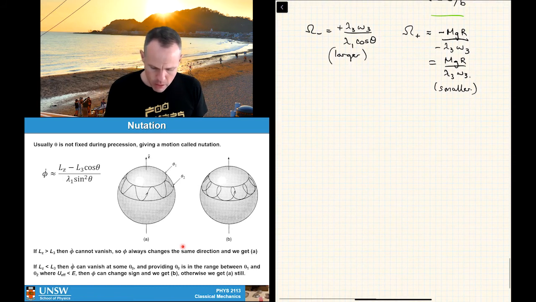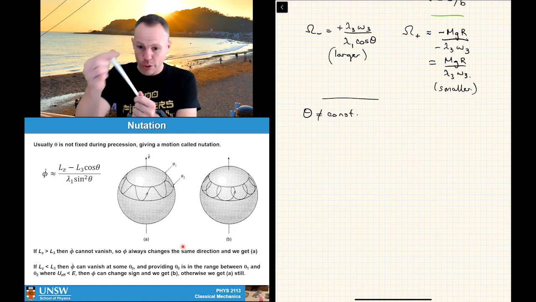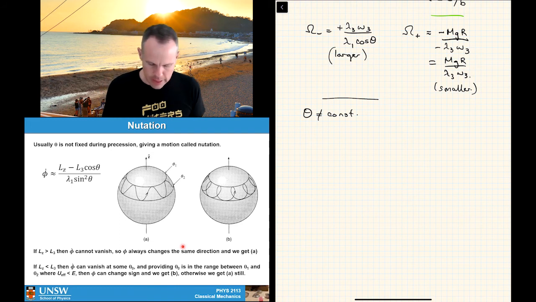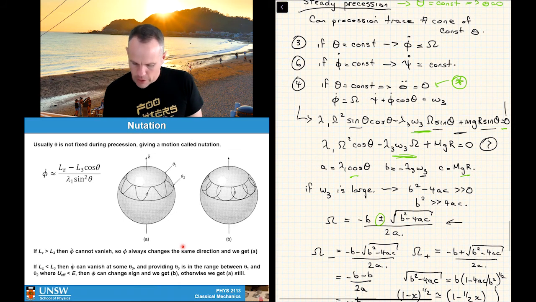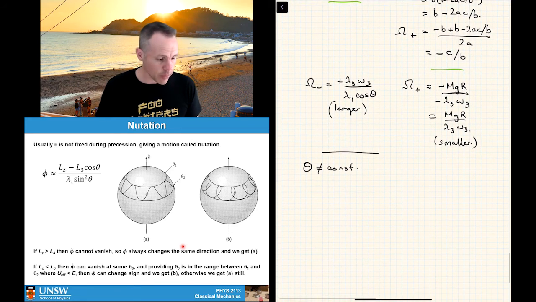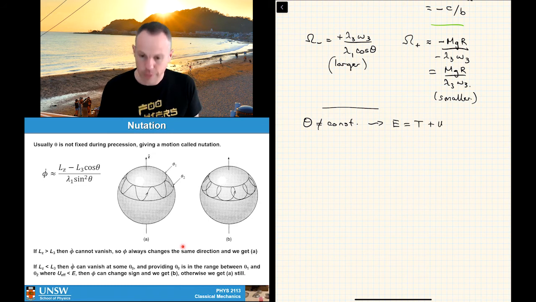But what I'm going to do now is assume that theta doesn't have to be a constant, okay? So I'm going to let this thing be able to do a motion like this while it's precessing around. If I do that, now I've got a DE that looks like this equation here, but I don't have a constant on the end, so I can't solve it as a quadratic. I can't solve it very easily at all. It actually ends up being a really tough problem, and the smarter way to do it is to consider the total energy instead, T plus U, okay?